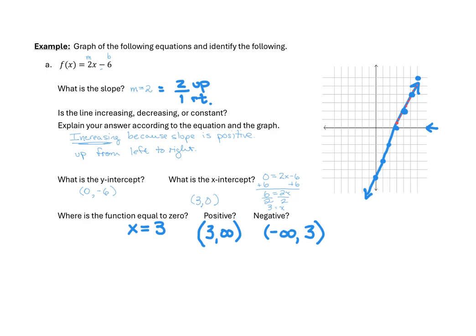All right, so now we have an idea of an increasing line. We can see where the y-intercept and the x-intercept are, and we have an example of positive and negative here.